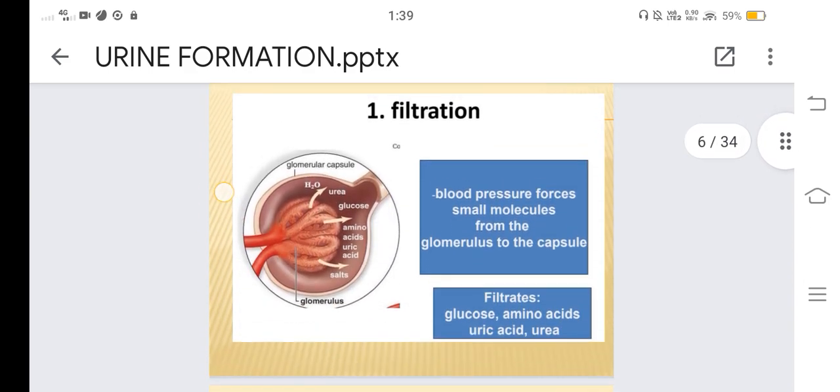First process is the filtration. We know that, like glomerular filtration.